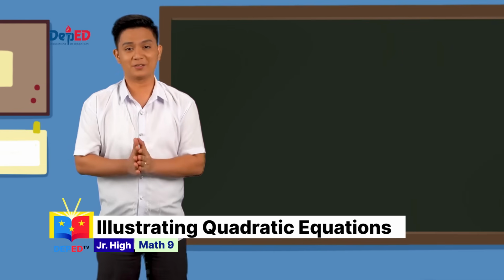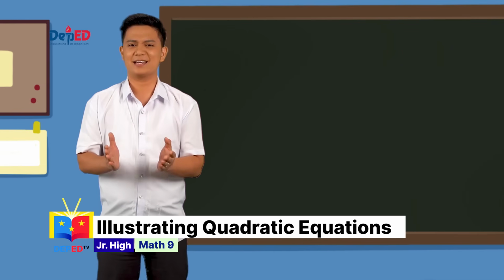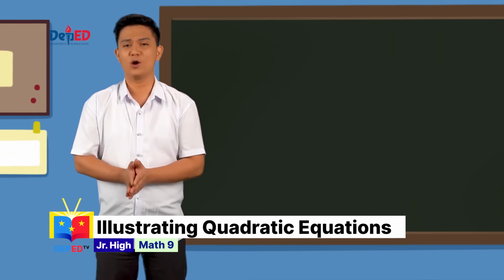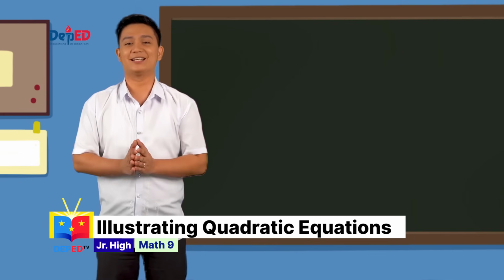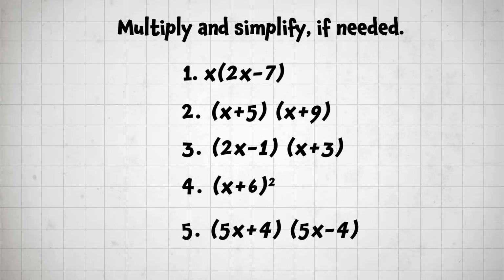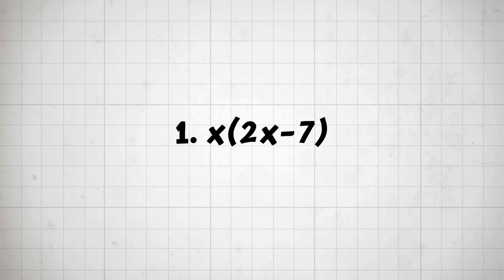Since we should not bury the skills and concepts we have previously learned, we say, past not dead. To recall a skill you learned when you were in grade 7, let us answer this activity. Does this task look familiar? I hope it does, because you were taught by your grade 7 math teacher how to multiply polynomials. Let us answer item number 1 in 5 seconds. Ready? Let's do this!